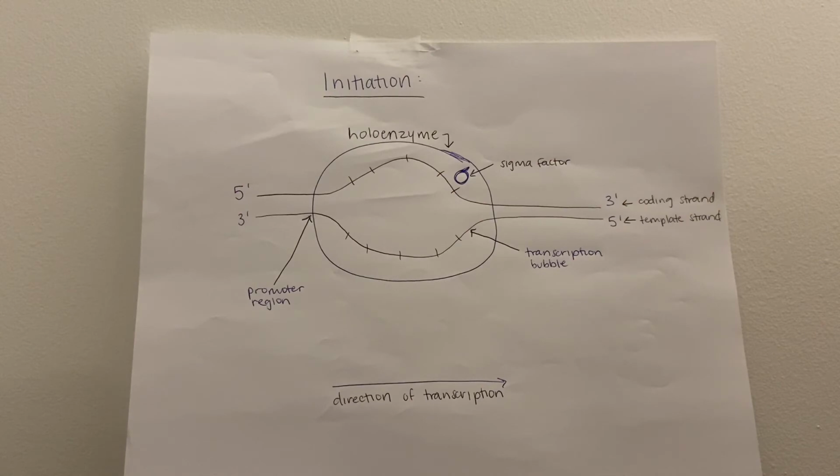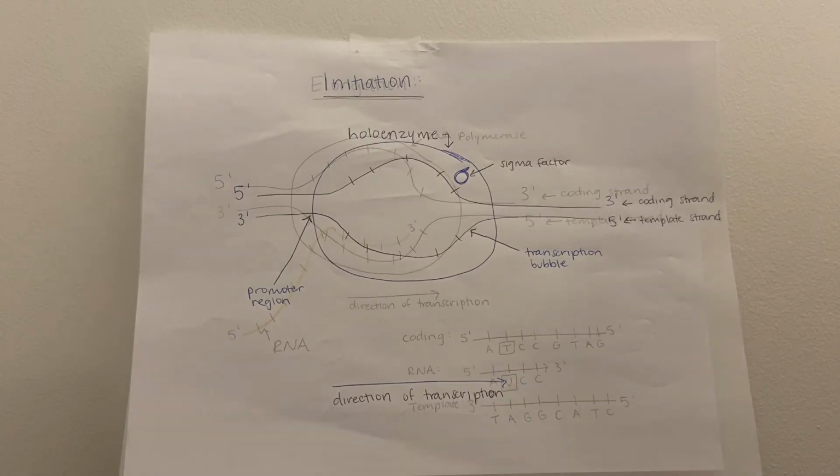In the diagram of initiation, the holoenzyme, which still includes the sigma factor, has bound to the promoter region and caused the unwinding and opening of the double helix, and this opening up is called the transcription bubble. The opening up of the DNA occurs around the -10 region.